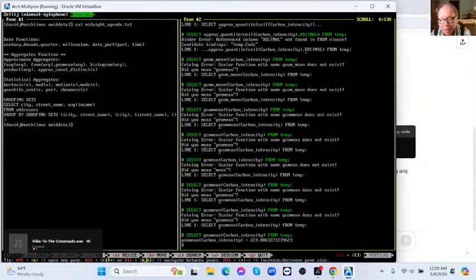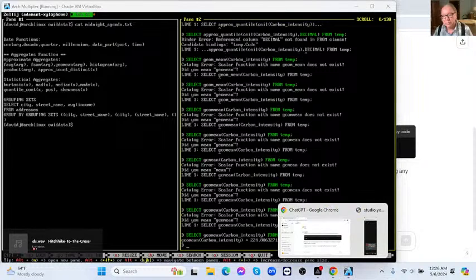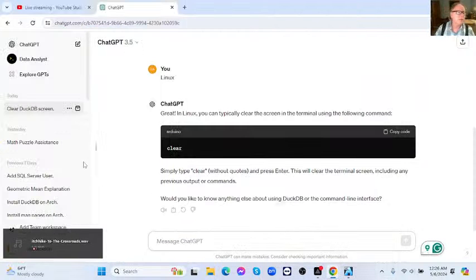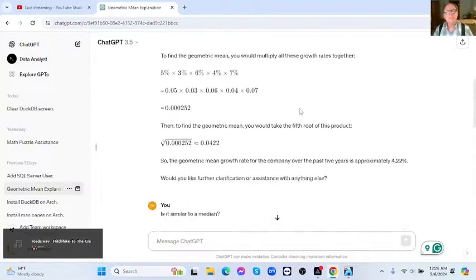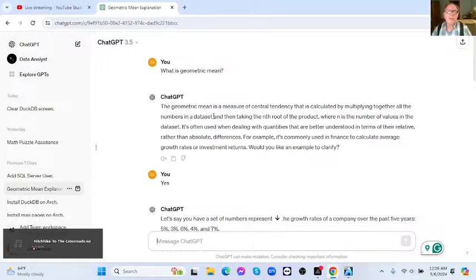Well, it's sort of like, well, let's ask. Its long name is geometric mean. Okay? It says a geometric mean is a measure of a central tendency that is calculated by multiplying together all the numbers in a data set and then taking the nth root of the product, where n is the number of values in the data set.